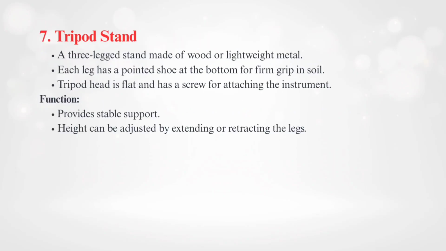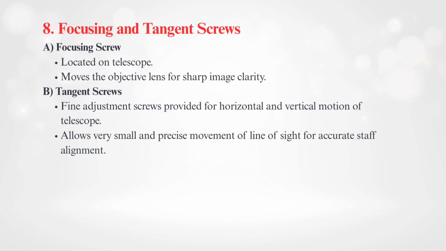Now the next component part is a tripod stand. The tripod stand supports the entire instrument, and it has 3 legs made of wood or lightweight metal, and each ends in a pointed shoe so it can be fixed firmly into the ground. The height of the tripod can be adjusted according to the surveyor's convenience, and a stable tripod is essential for accurate measurement.